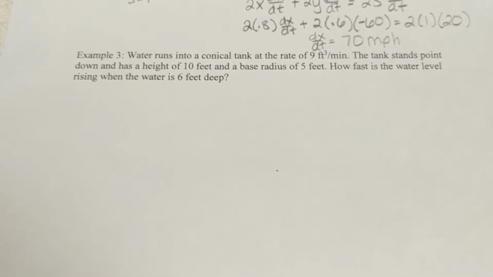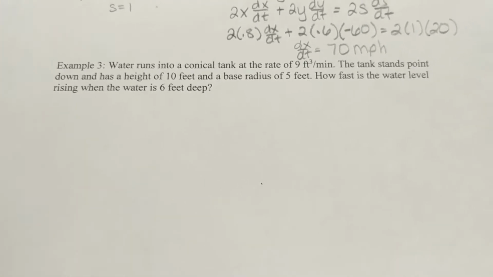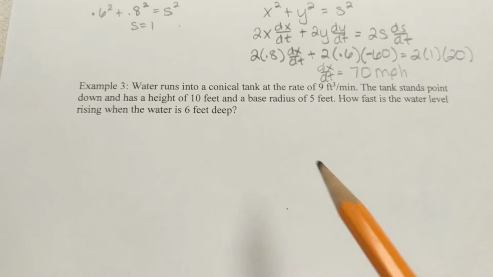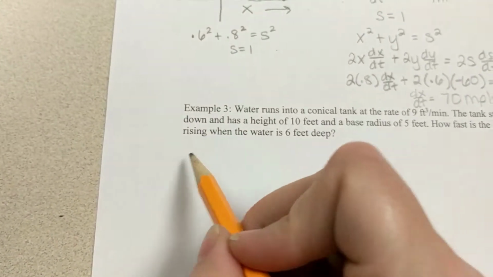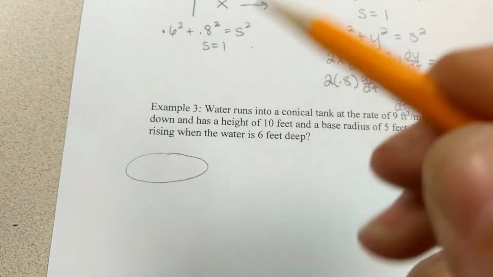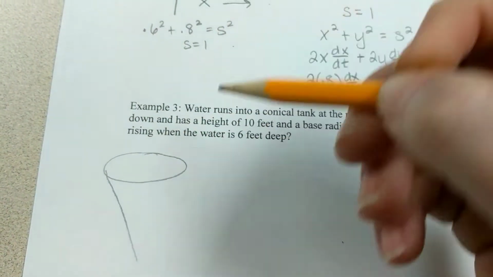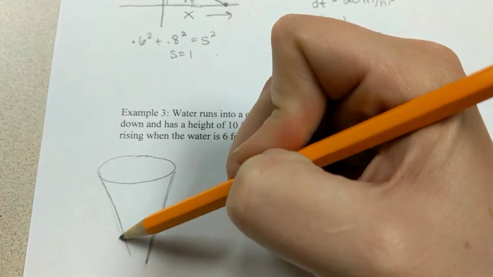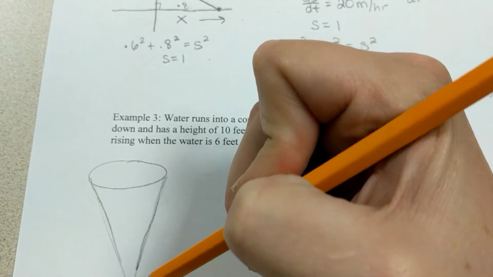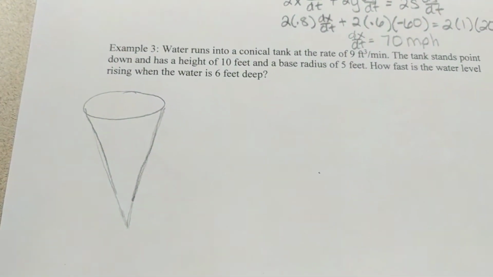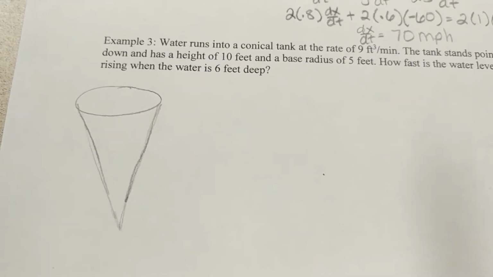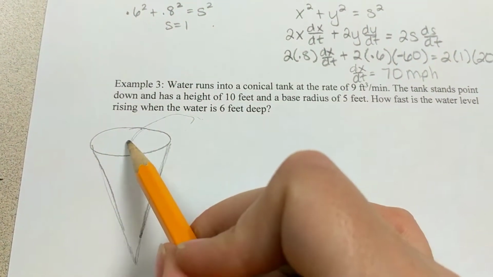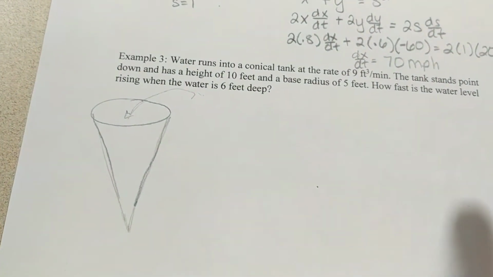Example 3 is a little bit more of a thinky problem. So example 3 talks about water running into a conical tank. That's a cone, and it's annoying as all get out, but all of the conical tank questions on the AP exam are always these tanks that are point down. So I don't understand it either, but we get this tank point down, and we've got water rushing into the cone. So we've got kind of a spout that's sending water in.